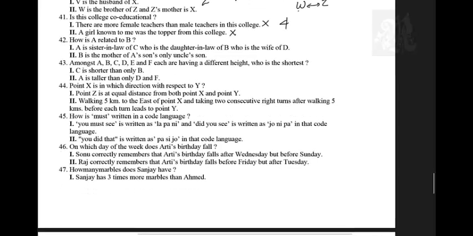Okay. How is A related to B? A is sister-in-law of C, who is a daughter-in-law of B, who is a wife of D.